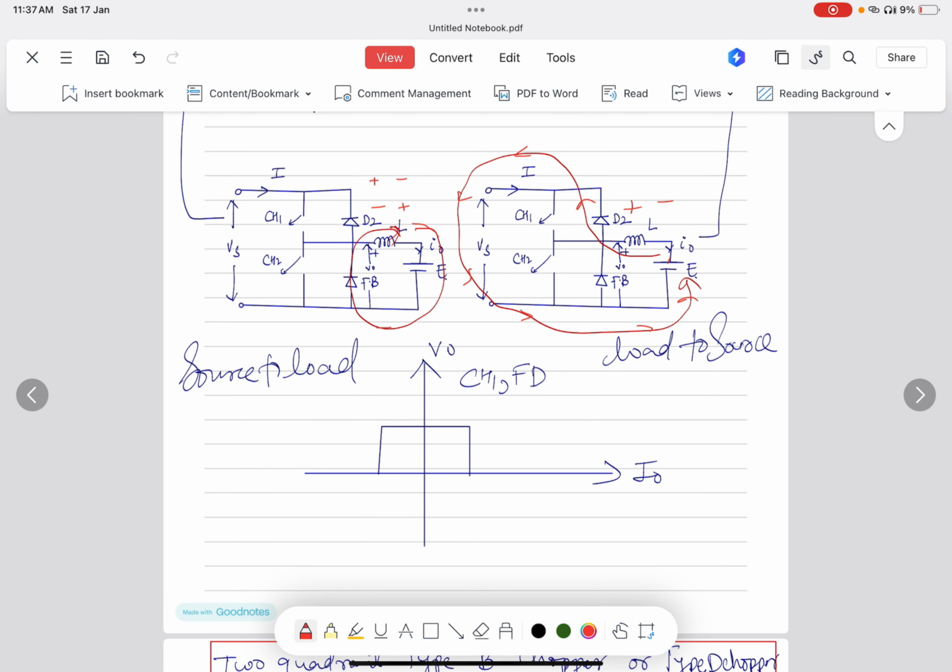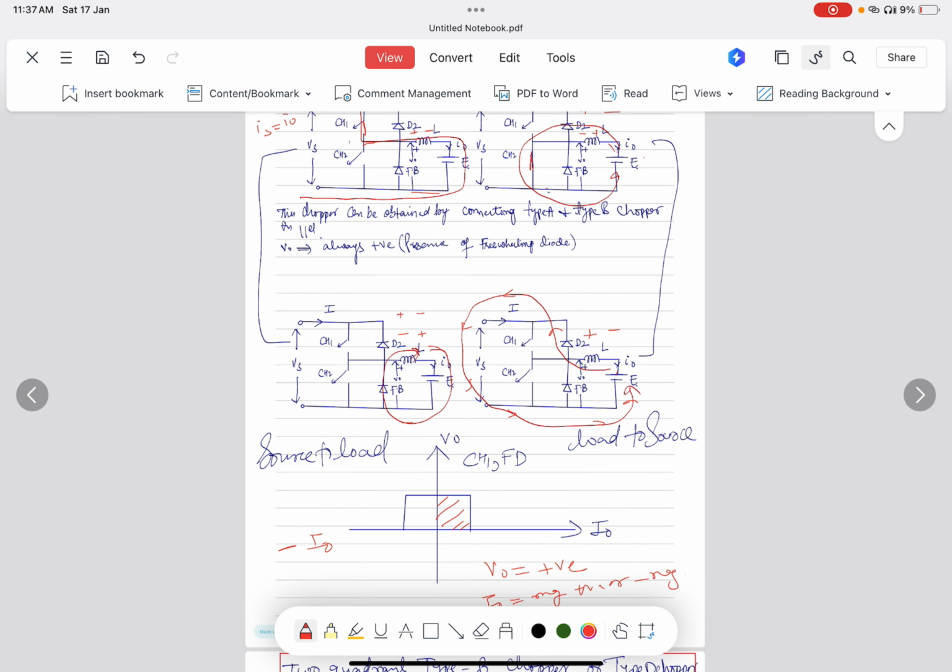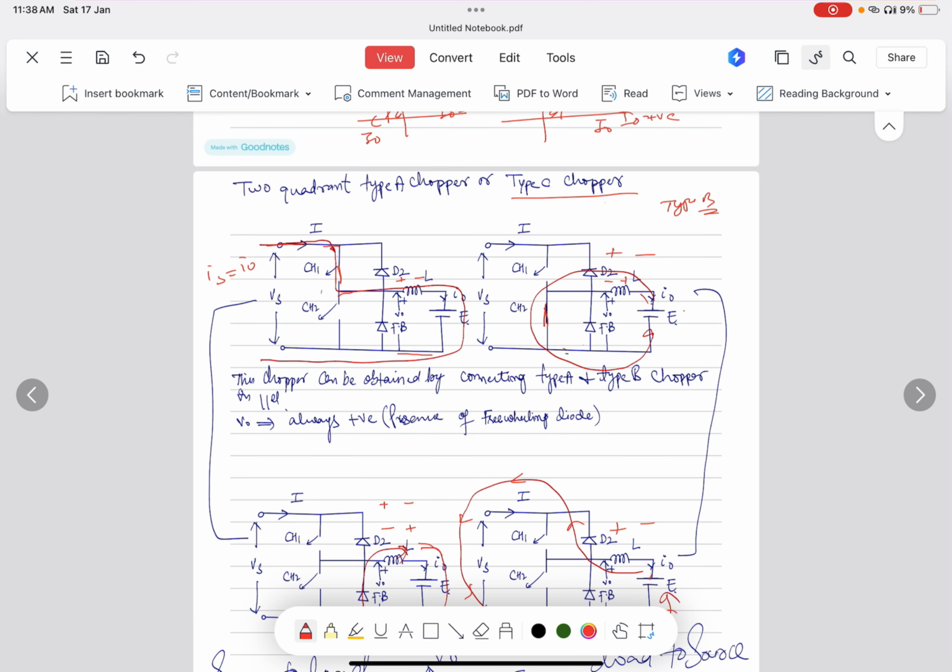If you look at this diagram, in this area you can see V naught is positive and I naught is negative. But you can also see here that I naught is negative and V naught is positive. That means our voltage here is always positive and current I naught may be positive or may be negative. So I will discuss it in detail.